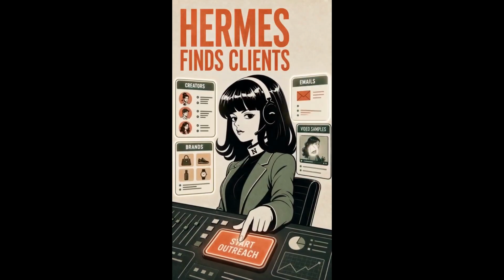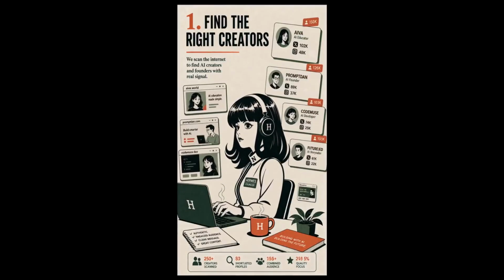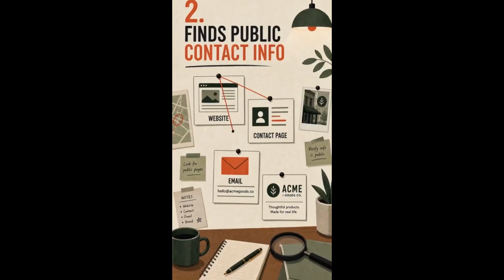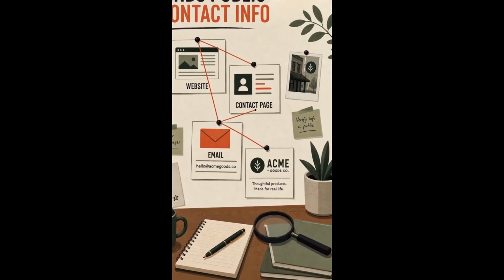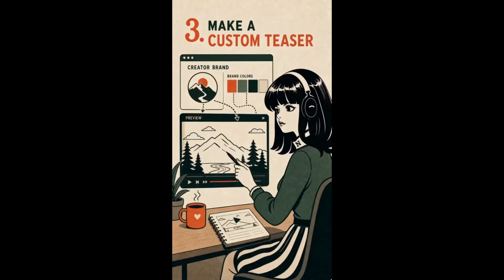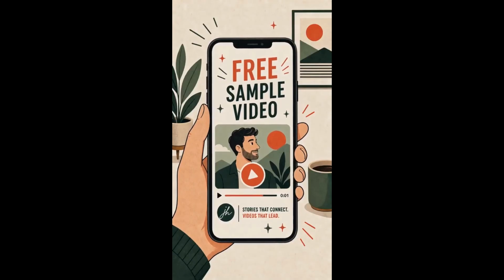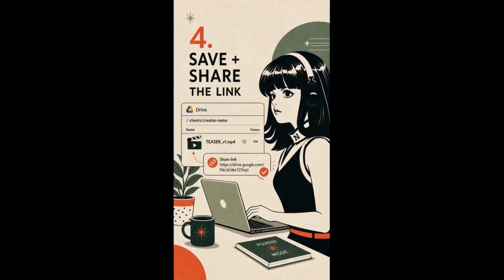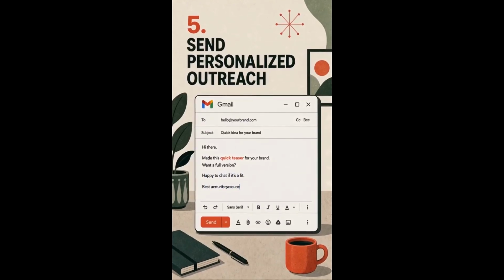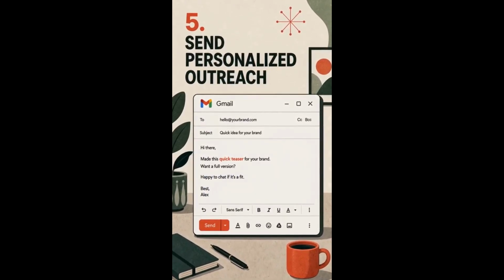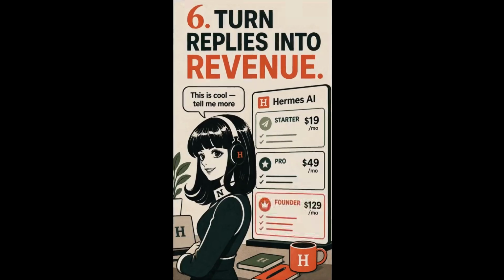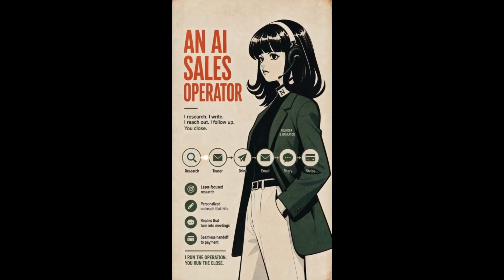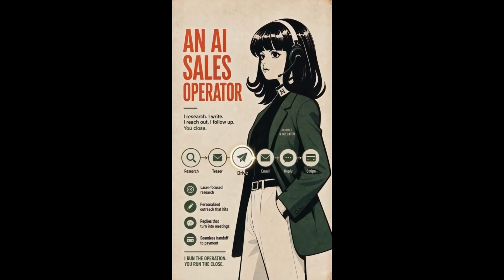Meet Hermes, your AI sales operator. She finds the right creators and founders to reach, then digs up their public information, website, contact page, and email. She pulls their brands and builds a custom teaser, a free ready-to-watch sample video. Saves it to a client folder and grabs a shareable link. Then sends a short personal email. Made this for your brand. Want the full version? The replies turn into paid packages. Research, teaser, send, reply, close. An AI sales operator that runs your outreach and makes you money.